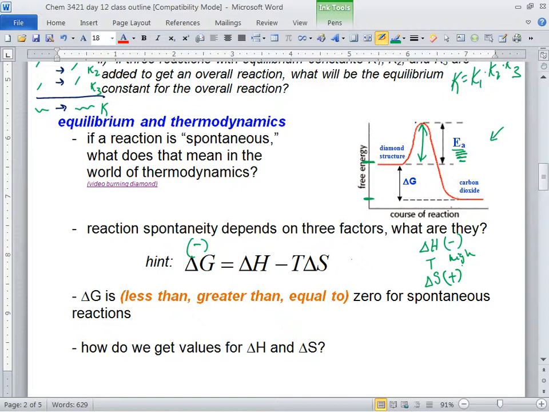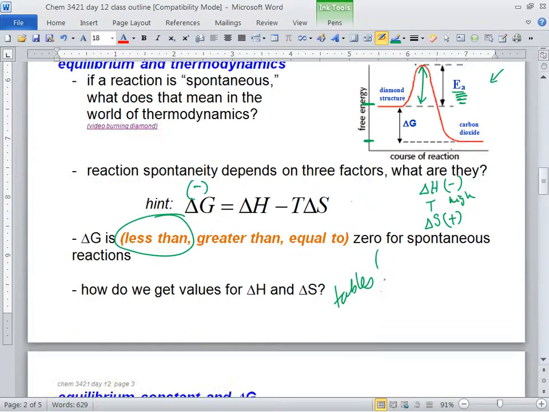Oh, we already answered this, Danielle. Delta G is what for spontaneous reactions? Negative, which means less than 0. You guys know what I mean, right? How do we get values for enthalpy and entropy, Sabina? Where do you get this stuff? Tables, yeah, tables.